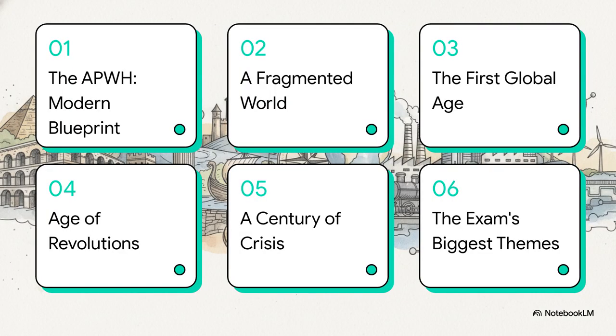So here's our game plan. First, we'll look at the course blueprint itself. Then we'll march chronologically through the 4 big eras. We've got the fragmented world, then the first global age, the age of revolutions, and finally our modern century of crisis. And we'll wrap it all up by tying everything together with the biggest themes you're going to need for those essays. Let's get started.